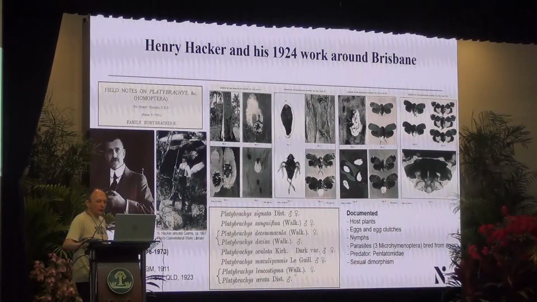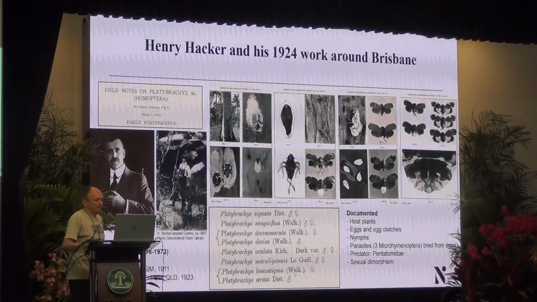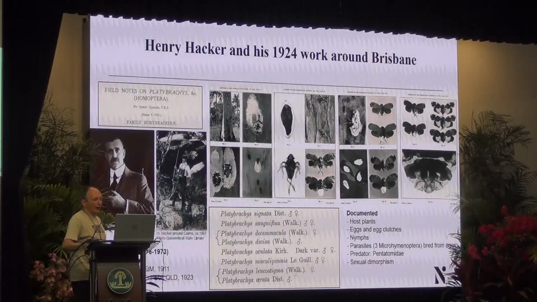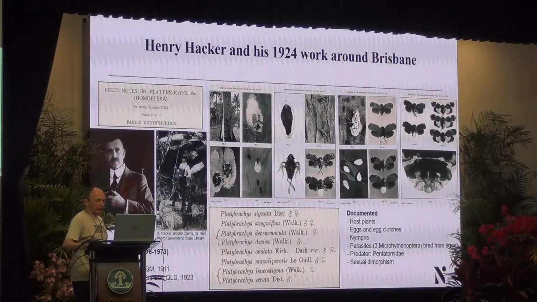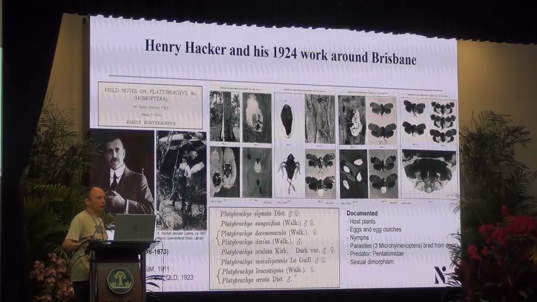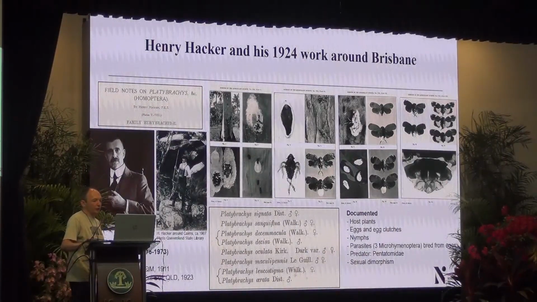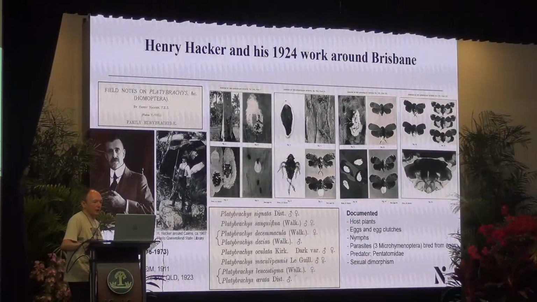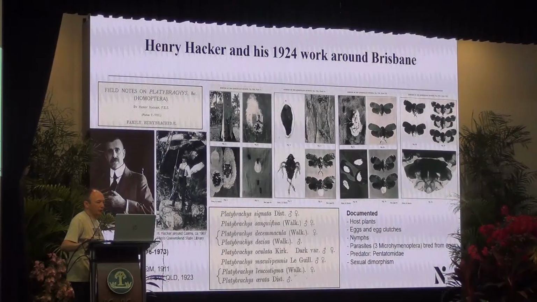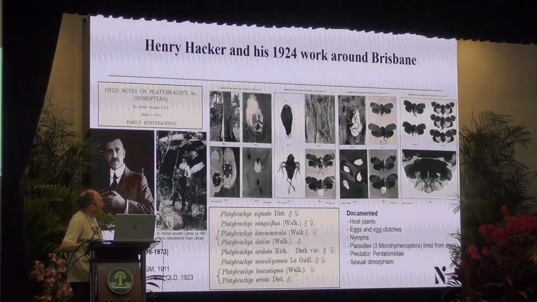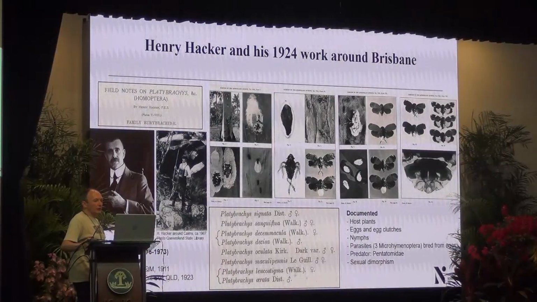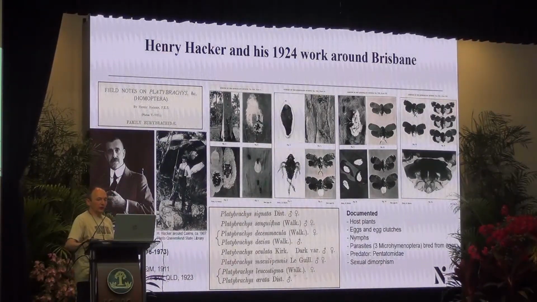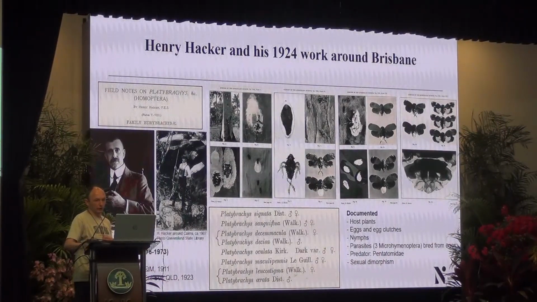So Hacker documented not only the host plants, but also some other behavioral traits, like the eggs and the egg laying behaviors. He also documented the nymphs, the first parasites of Eurybrachids, which were 3 species of Hemiptera in the chalcidoids that he bred from the eggs. He documented some predators, especially a pentatomid, which is quite common in Australia, that you find on the eucalyptus under the bark very often. And the best thing he did, in my opinion, was that he documented the sexual dimorphism of those guys.